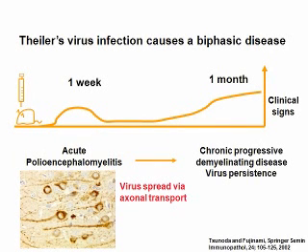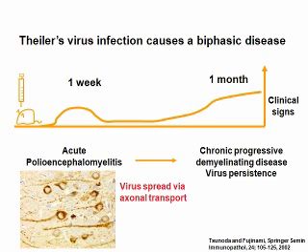Theiler's virus causes a biphasic disease in mice. One week after intracerebral injection of virus, Theiler's virus infects neurons and causes acute polioencephalomyelitis. This is immunohistochemistry against the virus. You can see virus antigens not only in cell bodies, but also in processes of neurons. The virus spreads in the central nervous system using axonal transport.